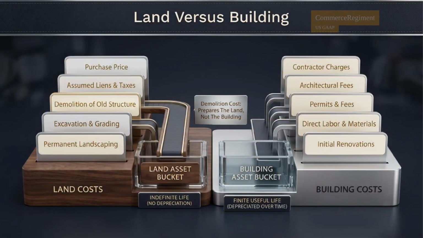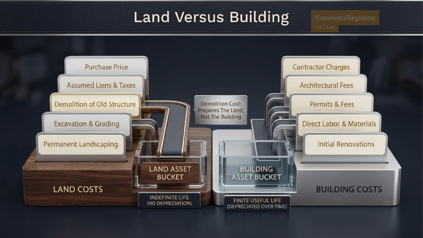Land and buildings must be separated carefully because their accounting consequences are different. Land usually has an indefinite life and is not depreciated. Buildings are depreciated over useful lives. Costs such as land purchase price, broker commissions, assumed liens, back taxes, demolition of old structures, excavation, grading, filling, drainage, boundary surveys, and site preparation usually belong in the land cost bucket.